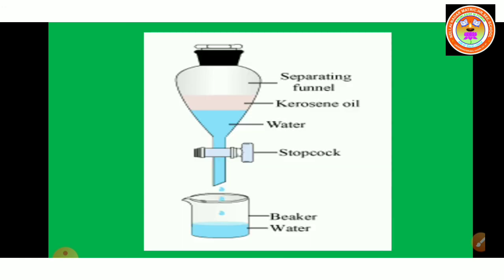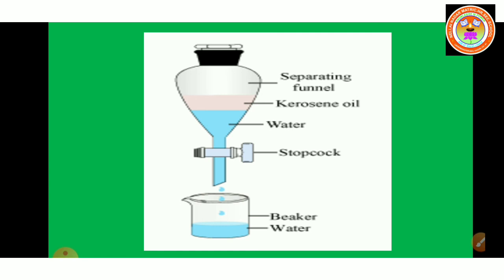Let us see how to separate kerosene from a mixture of kerosene and water. In this separation technique, we need a separating funnel. We know both kerosene and water are immiscible in nature. That means they do not mix together. The lower density liquid is floating over the higher density liquid. Here, compared to kerosene, water is denser. So, kerosene is floating on top of water.